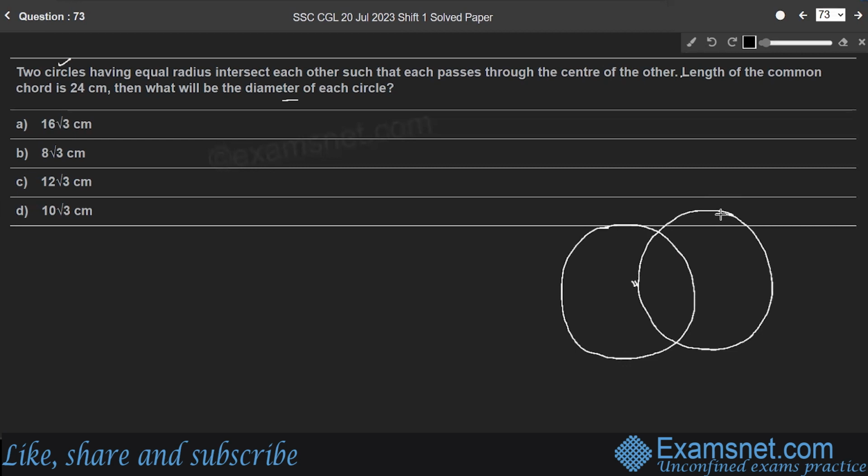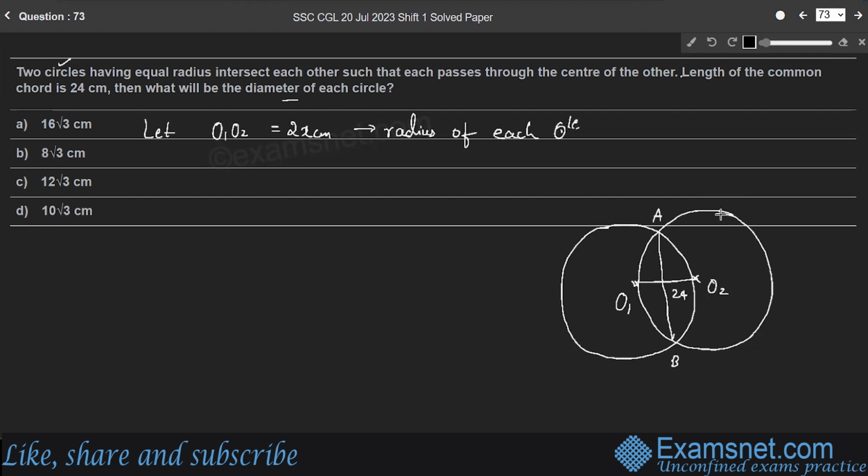So let O1 be center of the first circle, O2 be the center of the other circle. And there is a common chord whose length is 24 centimeter, right? So let AB be the common chord. Let us join O1 and O2. So let O1O2 be 2x centimeter, which is nothing but radius of each circle. Right?